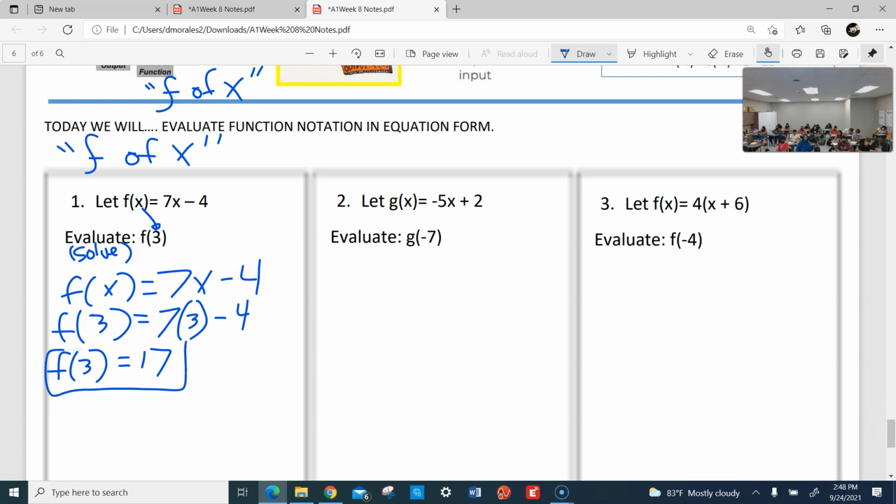So this is all it is. F of 3 equals 17. That means this function, when we plug in a 3, we get 17 for an answer, and that's it. There's absolutely nothing extra to this. All we do is plug it in and solve.